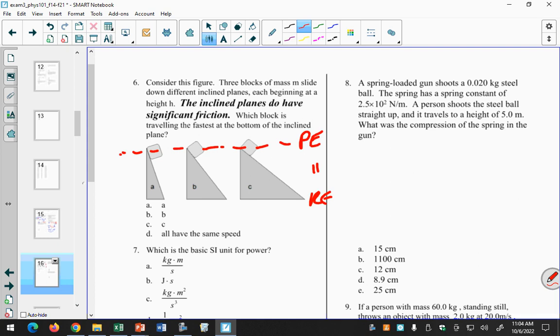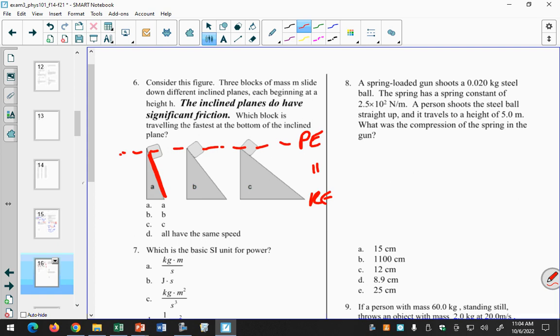I was about to say if they're both equal. Yeah, but if there's friction, which one's going to be going faster? What do you think? A, right. The reason for that is that the frictional force acts over a shorter distance, so that friction doesn't take away as much energy.